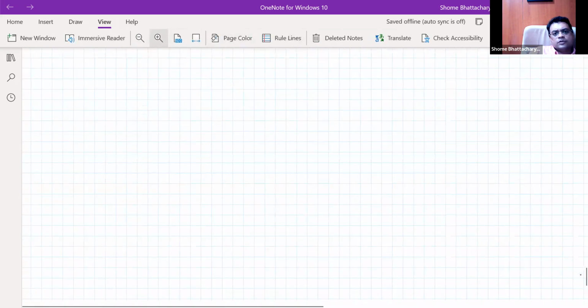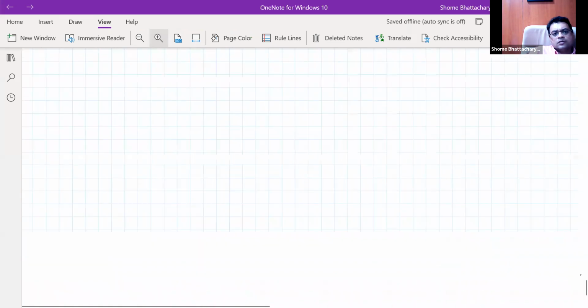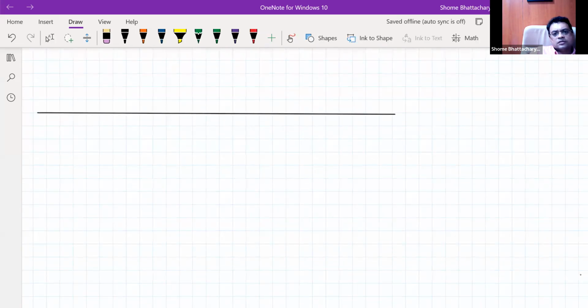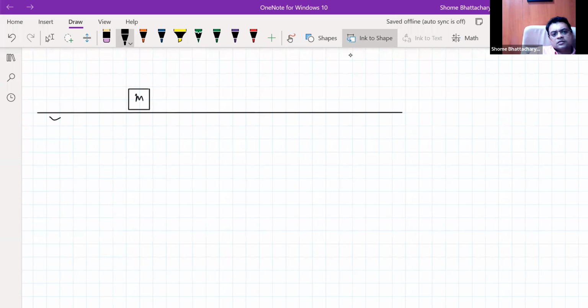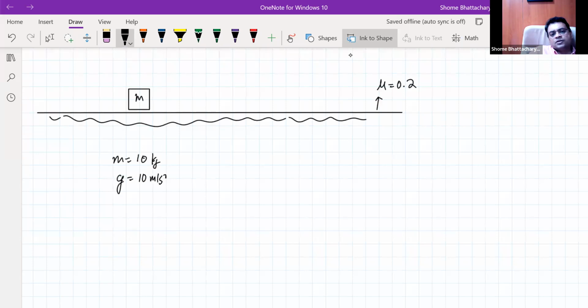So this time what we are doing is we have a smooth surface on which we have a block of mass m like this. Now this is, let's say, again a rough surface. So it has got some coefficient of friction mu. So coefficient of friction is 0.2. Mass of the block is, let's say, 10 kilograms. G is 10 meters per second square.